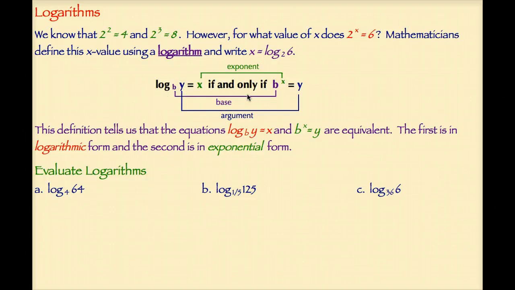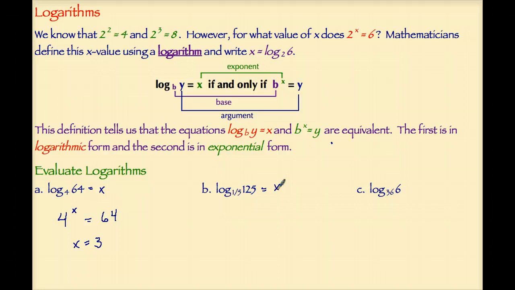So we need to be familiar with both forms of this relationship. This definition tells us that the equation log base b of y equals x and b to the x equals y are equivalent. The first is in logarithmic form and the second is in exponential form. So let's evaluate a few logarithms. Log base 4 of 64 is what? It's asking us 4 to the what power is equal to 64. Hopefully you're aware that that's a 3.